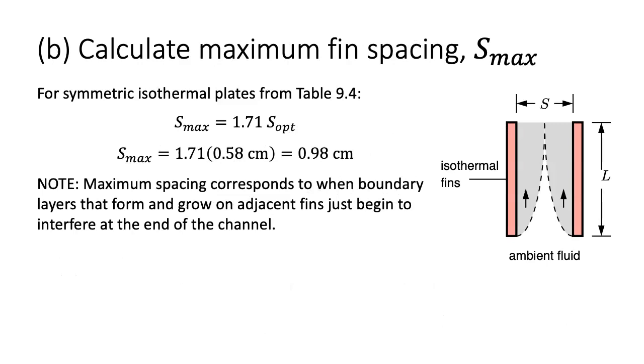For part B, to calculate the maximum fin spacing, we again use an equation to solve for this value from table 9.4 of our textbook. Substituting in values, we get a spacing of approximately 1 centimeter. Note that the maximum spacing corresponds to when the boundary layers that form and grow on adjacent fins just begin to interfere at the end of the channel. Also, note that for natural convection applications with air at about these temperatures, such as radiators, the fins are typically spaced about 1 centimeter apart.